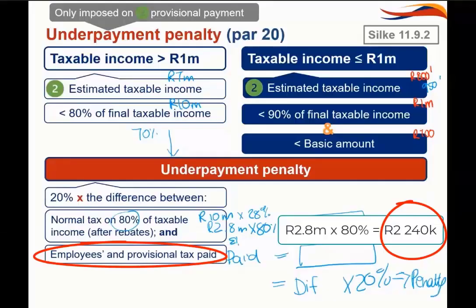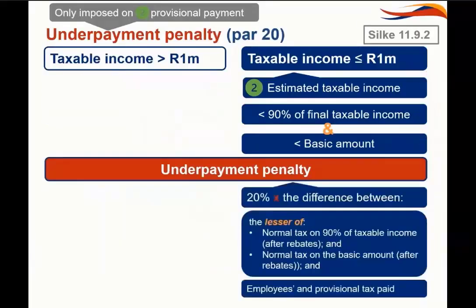Okay. So that's what it is for where you have more than 1 million. Where you have less than 1 million, so let's go back to where we had an estimated taxable income of, let's say, 700,000. Our final taxable income was 1 million, meaning again that we were sitting at 70%, so nowhere near the 90%. And let's say my basic amount was 800,000. Okay, so we are subject to an underpayment penalty.